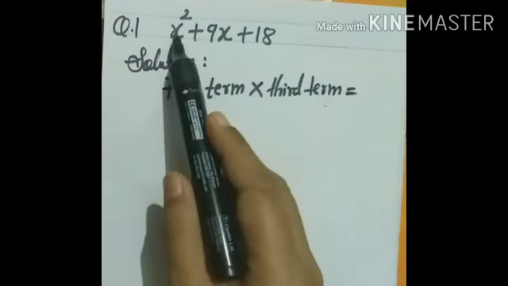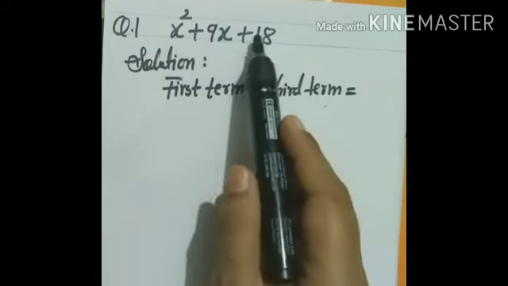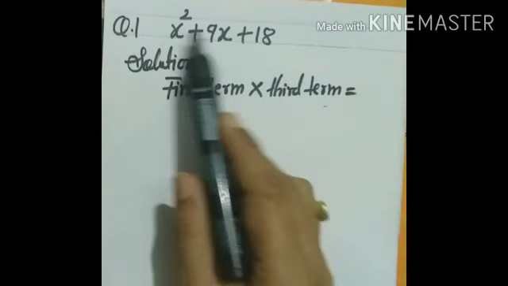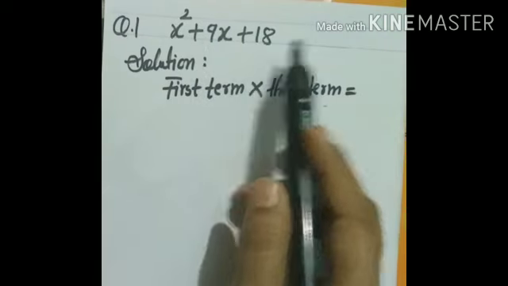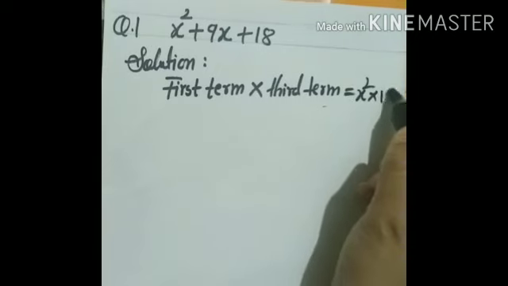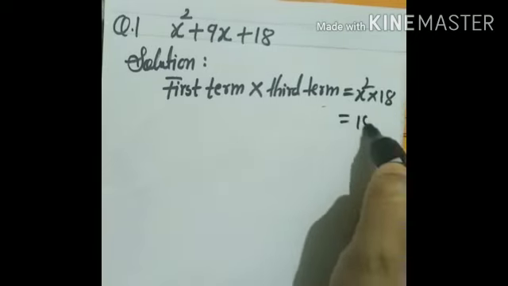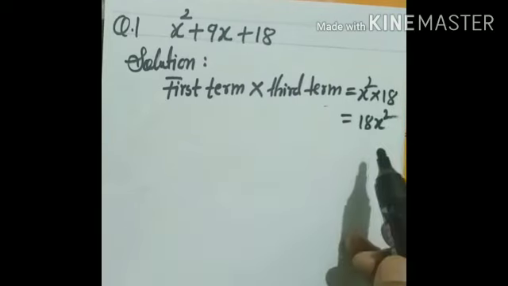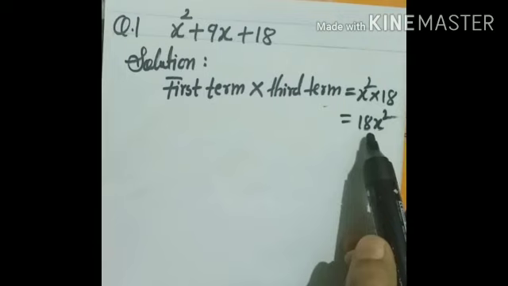So what is the first term, children? x square. And what is the third term? 18. So these two terms we have to multiply. So what we will write, children, here? x square into 18. So what we get? 18x square. Okay, children. Now we have to find the factors of this 18.